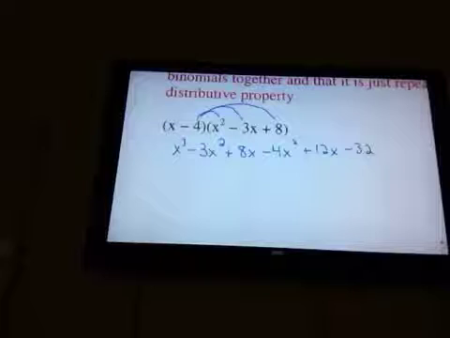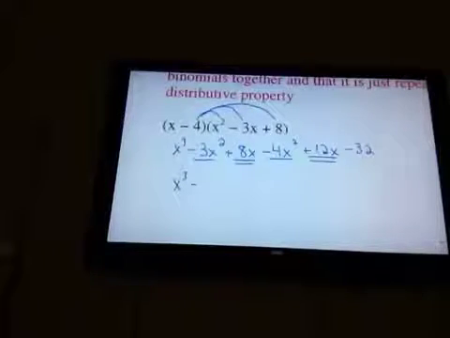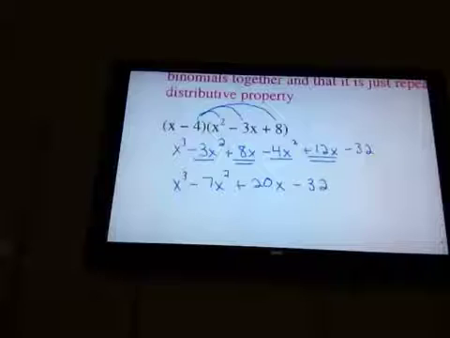And then we look for terms that we might be able to combine together. Those can be combined, my x squareds, and then my x's can be combined. I'll talk about order here in a second. So my x to the third comes down. Negative 3 and negative 4 give me negative 7x squared. Positive 8 and positive 12, positive 20. And my constant comes down.